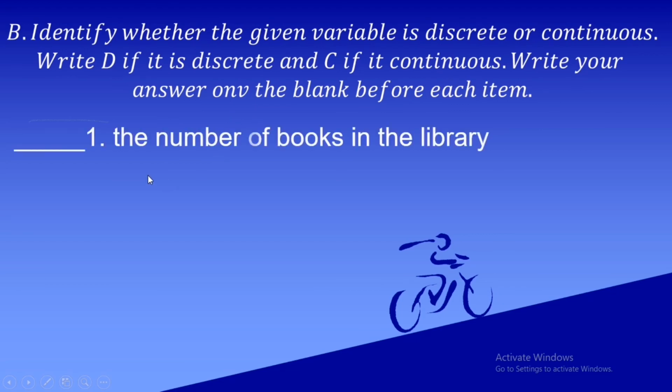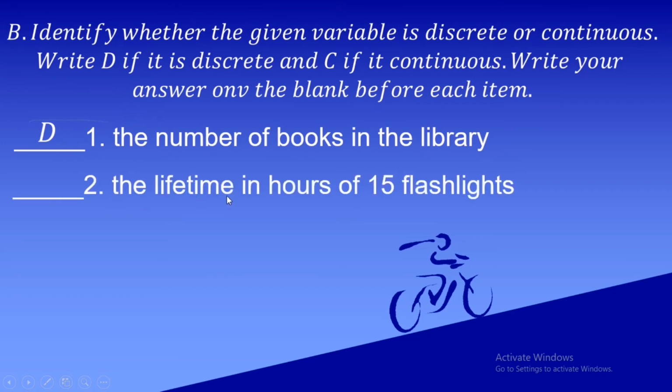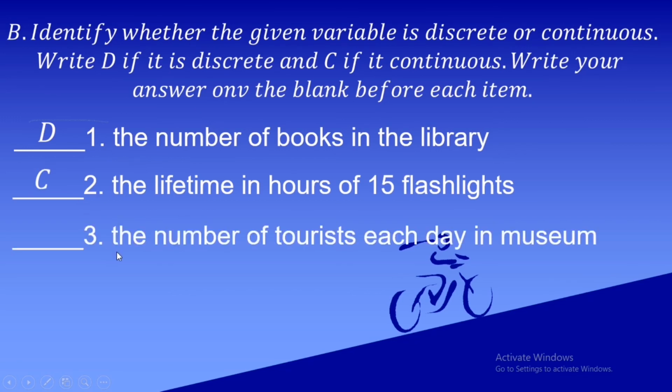Okay, let us answer number 1, the number of books in the library. So we know that this represents countable data, that is D. We are referring to the number of books. For number 2, the lifetime in hours of a flashlight. So it takes values on a continuous scale. Sinusukat natin yung long duration ng flashlight base sa oras. So it is measured data, that is C. Okay, number 3, the number of tourists. So, this is simply countable data, that's D.